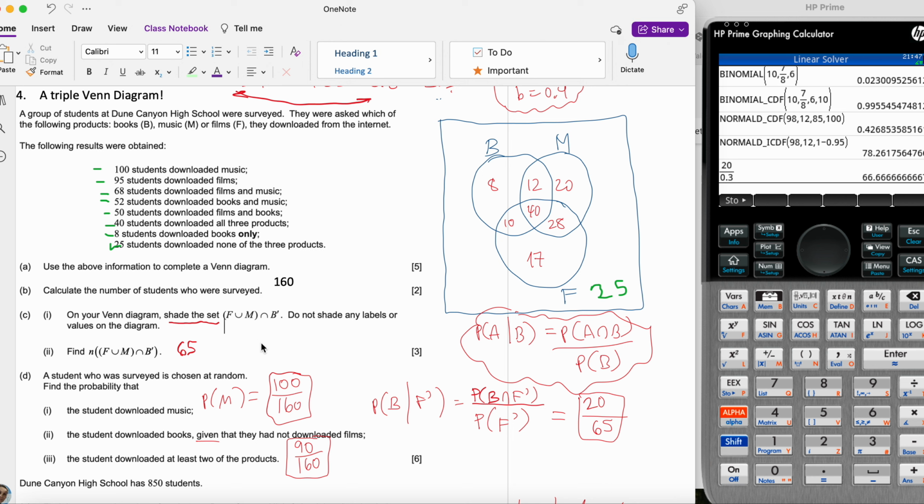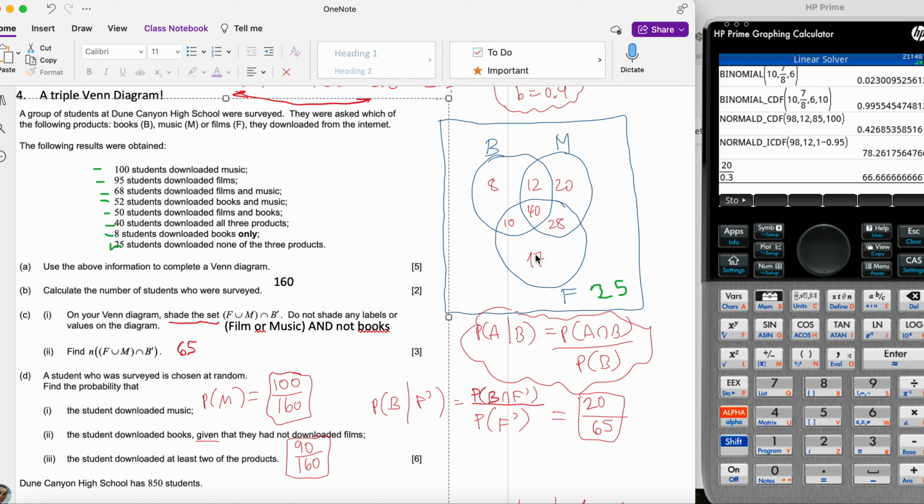So what does this mean? This means film or music, and not books. Okay, so let's just see. So film or music, film or music is all of these people, right? Film or music. Remember what or means. Or means that it's A or B or both of them. So anything that fits film or music you're happy with.